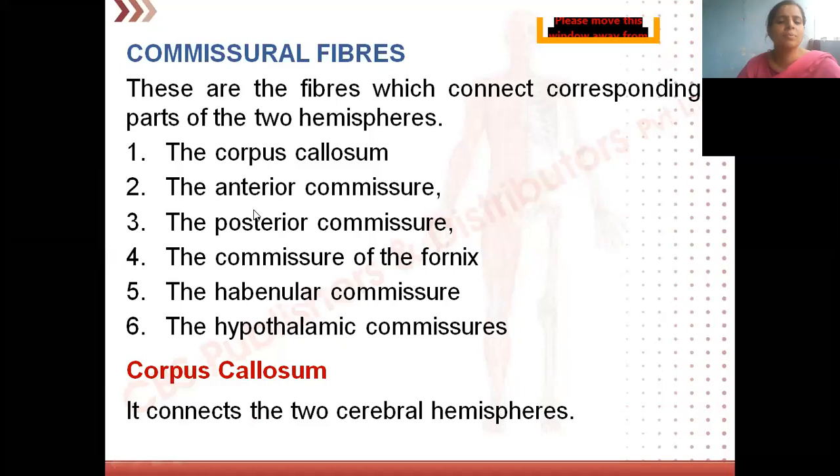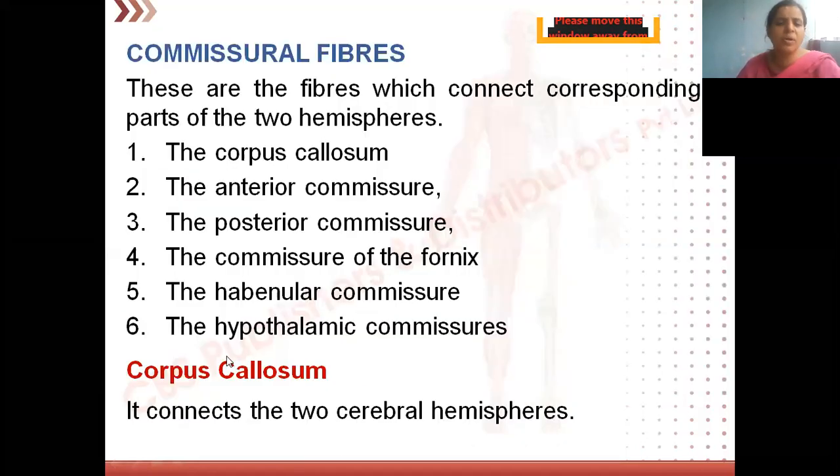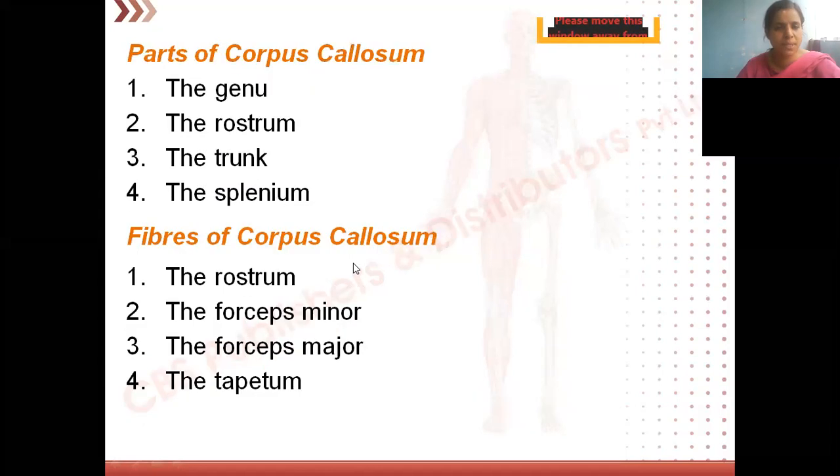Similarly, we have small commissures connecting. From the anterior aspect, we have the anterior commissure. From the posterior aspect, we have the posterior commissure. At the level of the fornix, we have one commissure. The habenular commissure and the hypothalamic commissure are all present in the deeper aspects, close to the midbrain area. These are all very small in size, and the largest among them is the corpus callosum.